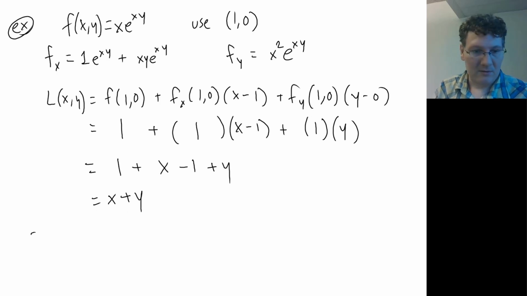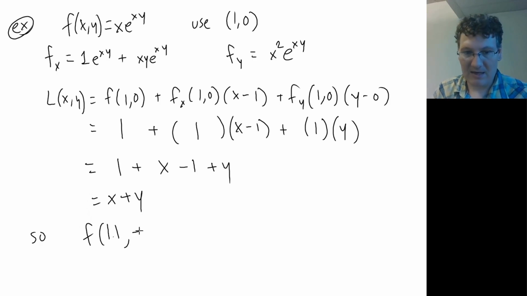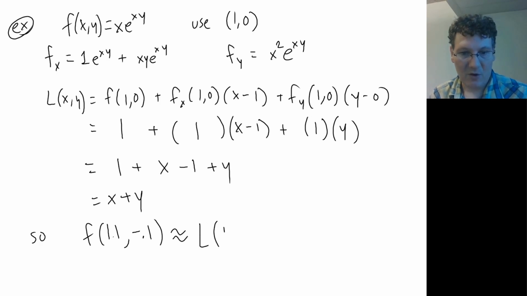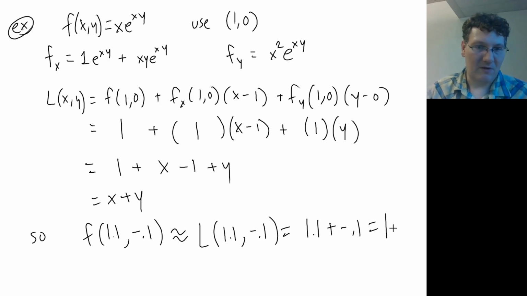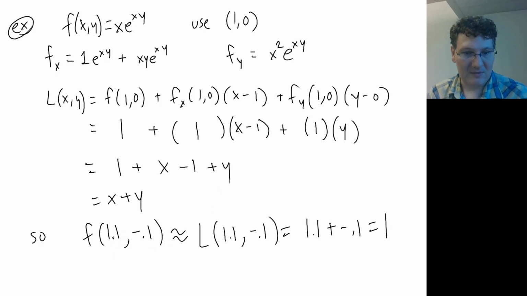And so, to further the example, if we wanted to approximate f(1.1, -0.1), this is going to be approximately the linearization at (1.1, -0.1), which is just 1.1 plus negative 0.1, which is 1. So if you were to evaluate the function at this point, it should be pretty close to the value 1.